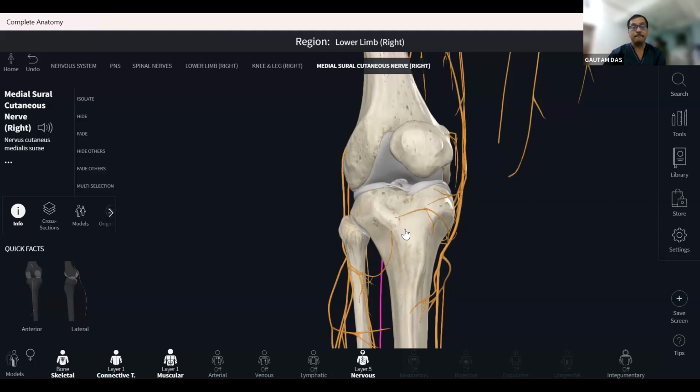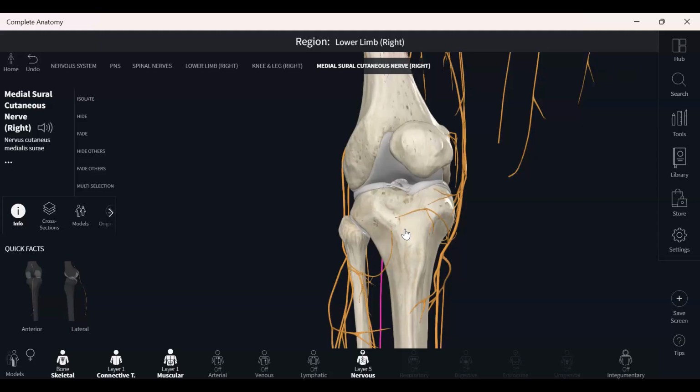But keep in mind that there is a high chance of failure if we target only these nerves, because many other nerves also supply the knee joint capsule. So I'll be showing you some of the nerves, not all, but many of them, on the volunteer today. This is today's topic. If anybody wishes to know anything before I start with the volunteer, ask me.